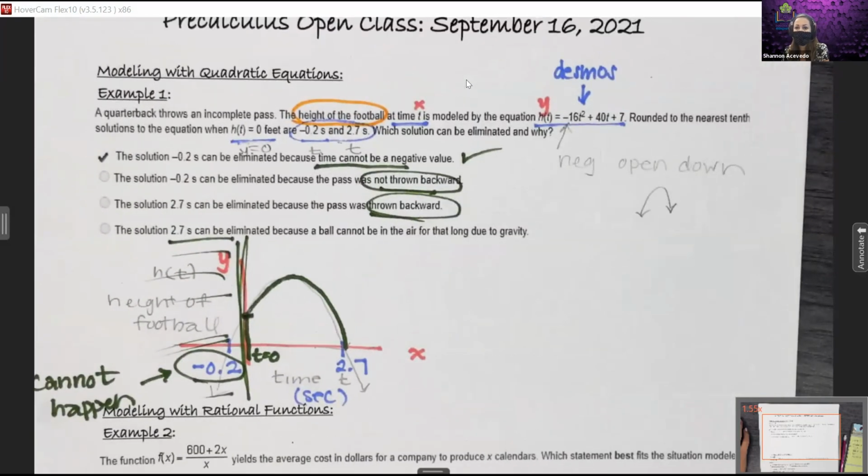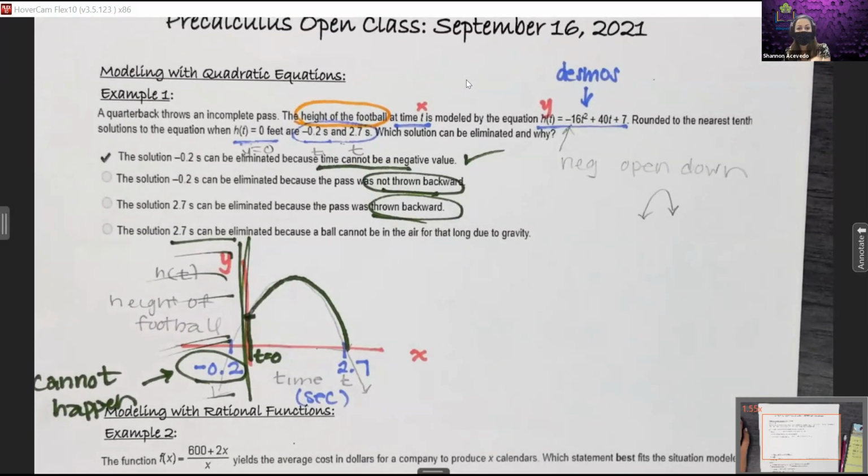Questions before I move on. If you happen to have questions, you can put them in the chat or unmute. Otherwise, I'll keep going, but I don't want to go too fast. Otherwise, I will go to the next problem.